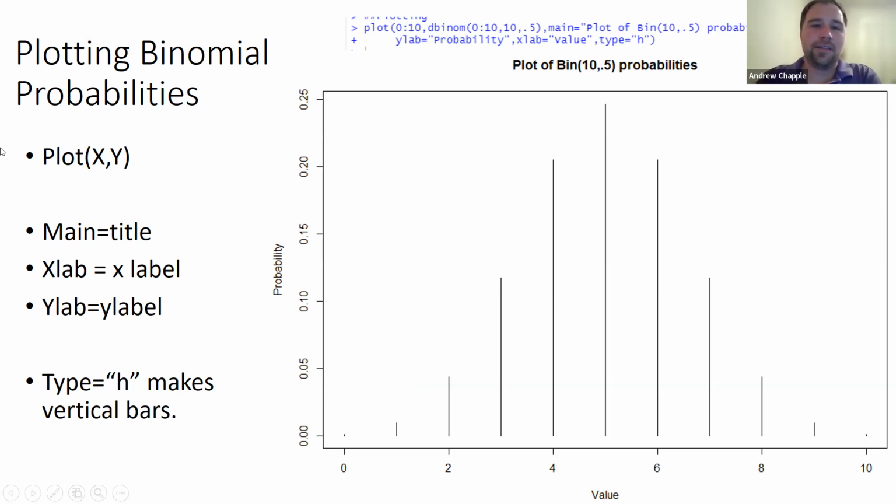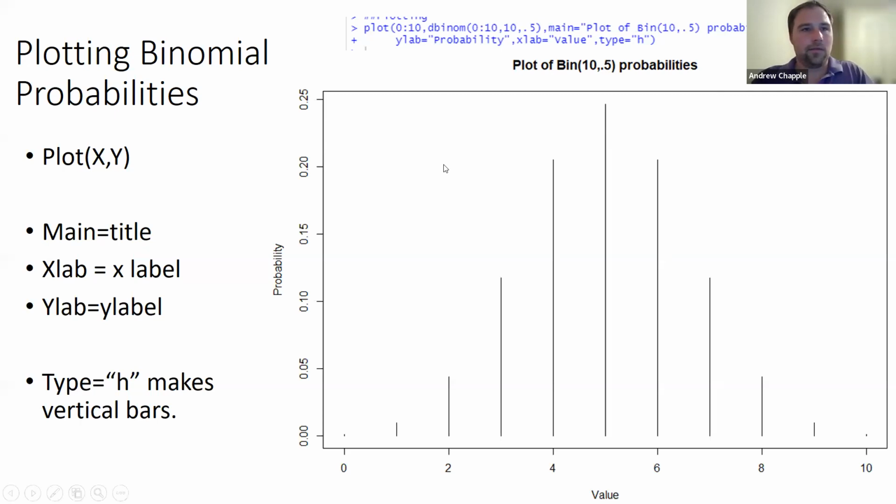The other arguments in this function: you have main, which is your title. You have xlab, which is your X label. And we have ylab, which is your Y label. So you can see up here, just the bare minimum, and maybe I should go into R for this. Let me get out of this here.